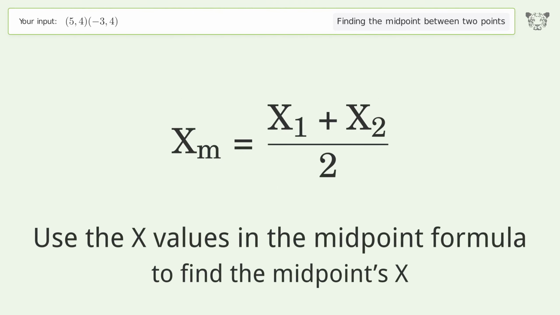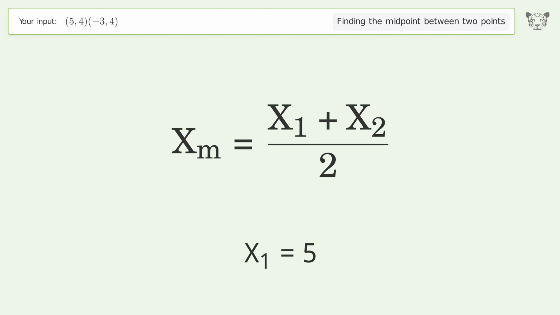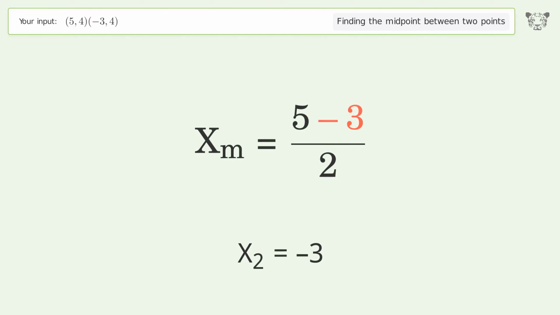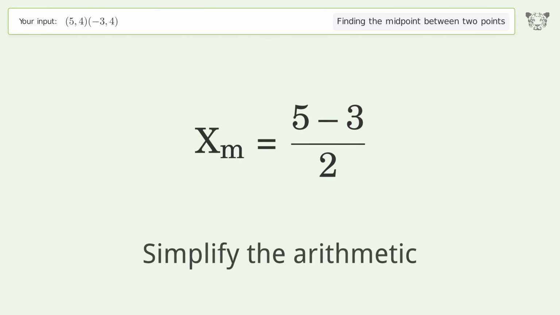Use the x values in the midpoint formula to find the midpoint's x. x1 equals 5. x2 equals -3. Simplify the arithmetic.